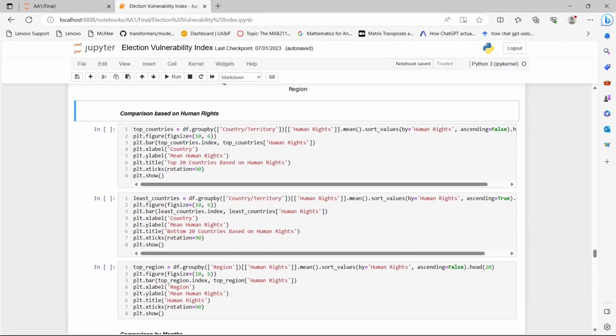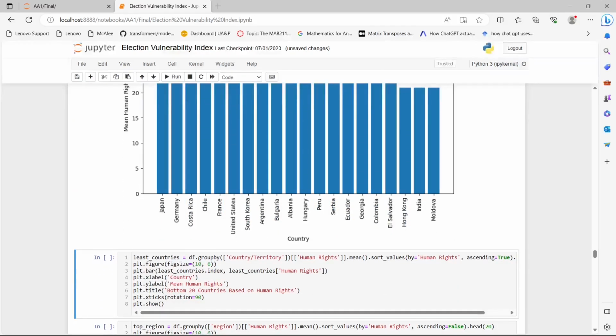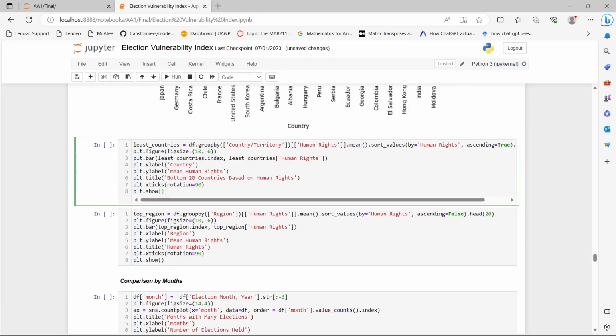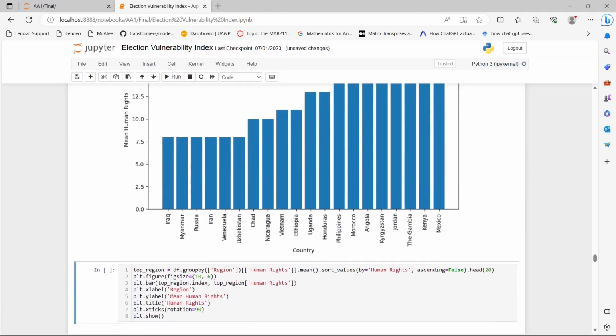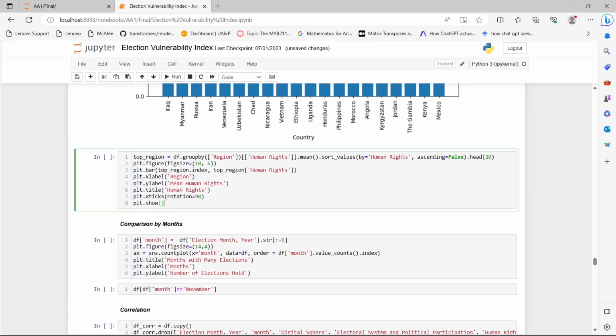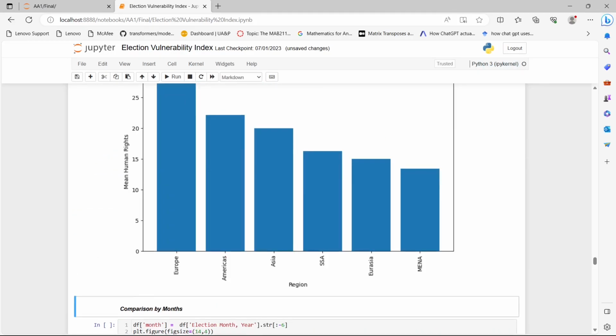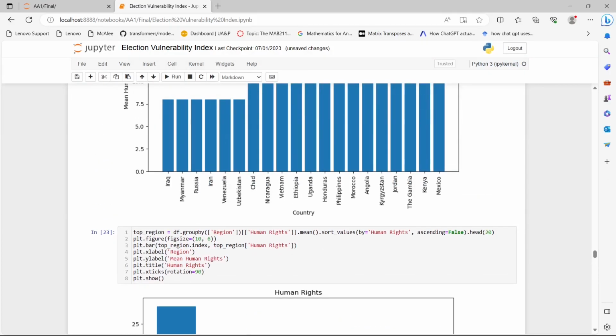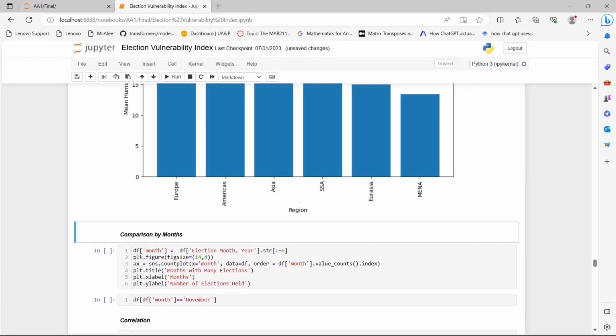With respect to the human rights violation, Japan is the safest. Next is Germany. And the most dangerous would be Iraq, Myanmar. Of course, we have Myanmar. It has been having some problems with its junta. Then Russia and Iran. So it's very consistent. It's still Europe and MENA. Probably because Myanmar, Iraq, Iran are found in Asia.